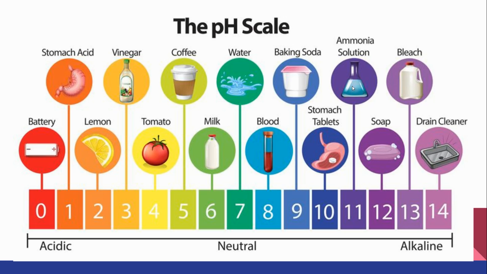Some really acidic stuff is like battery acid, stomach acid. Lemon's actually pretty acidic. Vinegar's a little bit, and then it gets less and less acidic. Tomato, coffee, milk, slightly acidic. Water is usually a pH of 7. Then we get into more basic stuff like blood and baking soda, antacid tablets, ammonia. And then we get more and more basic with something like soap and bleach and drain cleaner. Drain cleaner is very, very basic. Okay. Now, how do we calculate these things?